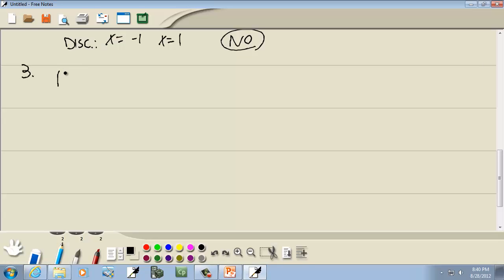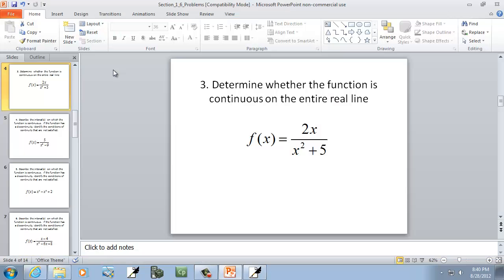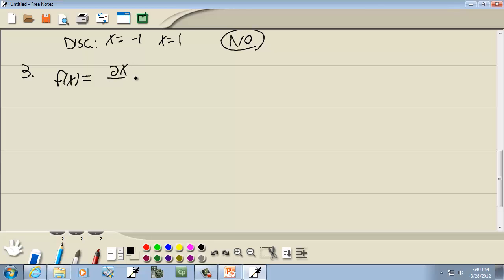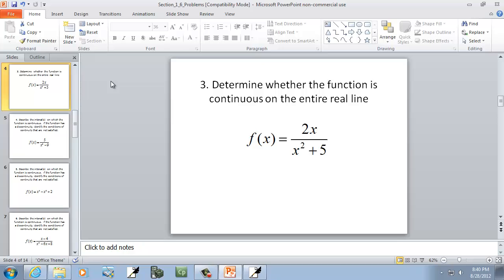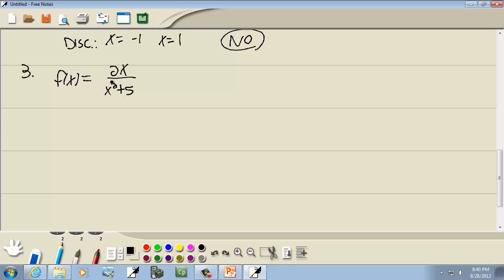We have f of x equal to 2x over x squared plus 5. Now our instructions say determine whether the function is continuous on the entire real line. You cannot just say, just because it has a fraction, that it's not continuous on the entire real line. Let's actually follow the steps that we outlined above and work this problem down. We said to find out where it's discontinuous, you set your denominator equal to 0 and solve it. So set x squared plus 5 equal to 0.